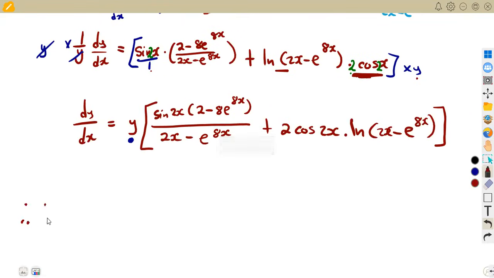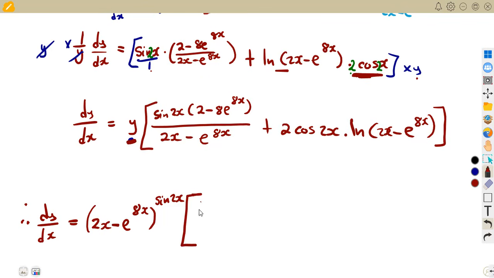So therefore our derivative of y with respect to x was going to be, remember y there, the whole expression was given as 2x minus e to the exponent of 8x, okay, in a bracket like this. All right, so this was in a bracket to the exponent of sine 2x. So this is the x part for y. And this bracket is going to remain as it is, meaning to say we are going to have sine 2x into 2 minus 8 e to the exponent of 8x as it is, this whole part.